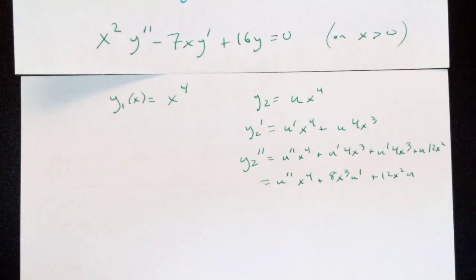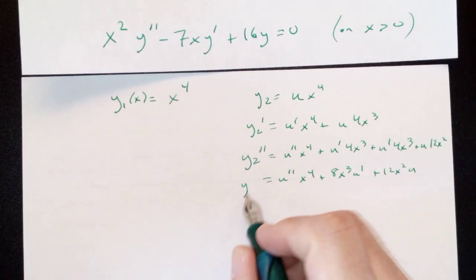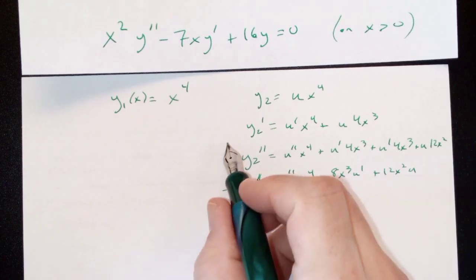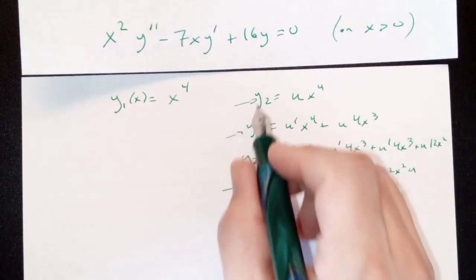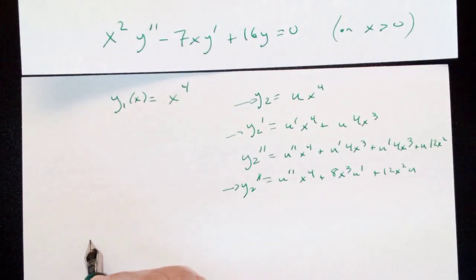I'm making the assumption that I actually did give you a solution, so I'm not checking it. So I write y equals u times y1, then I start my product rule derivatives. Now that I have y2 double prime, y2 prime, and y2, I can plug those back in up here.